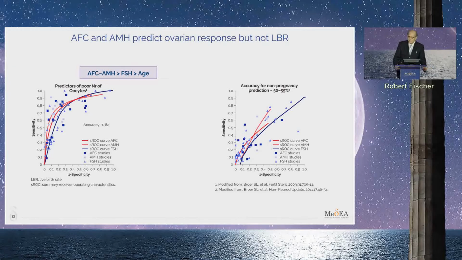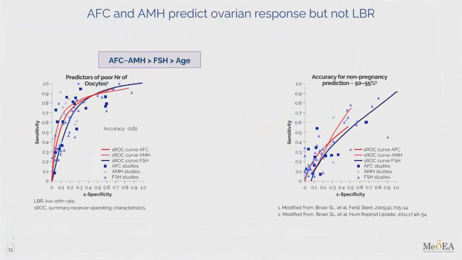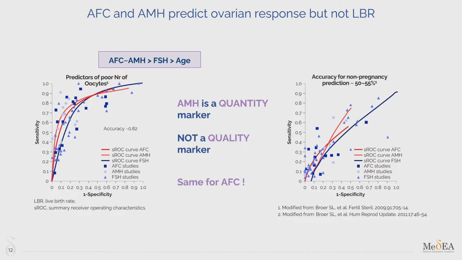So we mostly use AMH and AFC, as you have seen, for predicting ovarian reserve and response. And it is actually a very good and accurate predictor, as you have already heard from Carlo, to predict the number or pool of oocytes that you are going to achieve. But is it also a predictor for live birth rate? Well, it shows that it's not a good predictor of live birth rate because AMH and AFC are markers of quantity and not of quality of the oocytes.